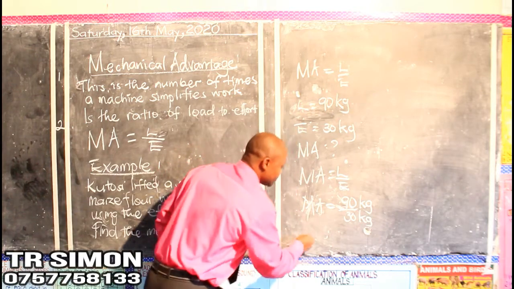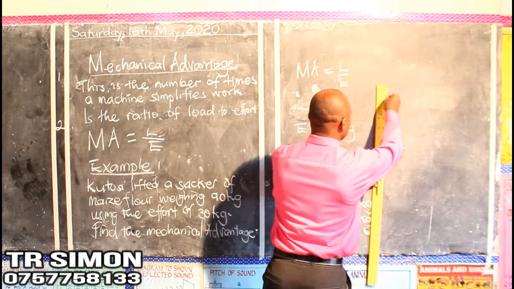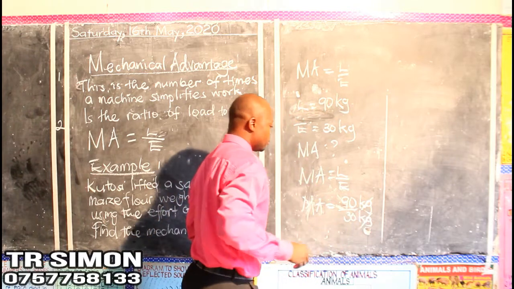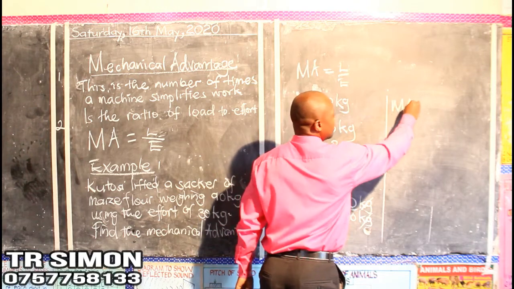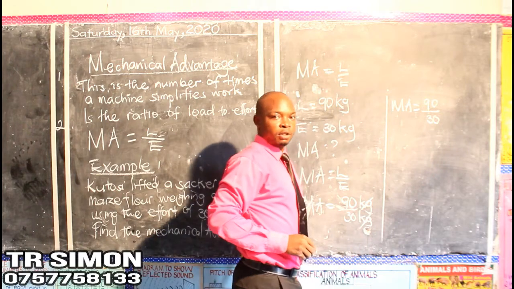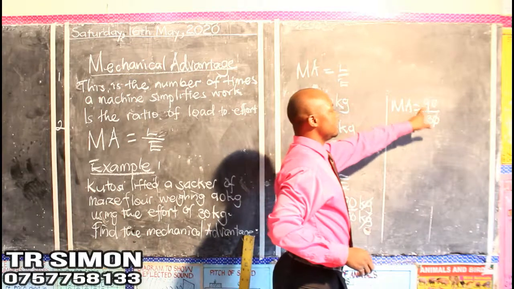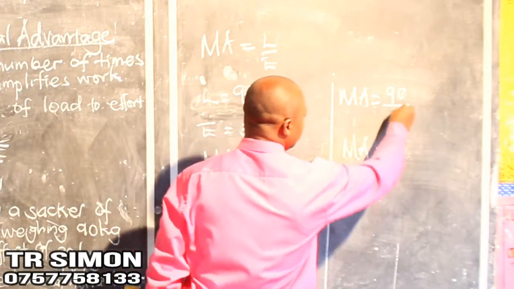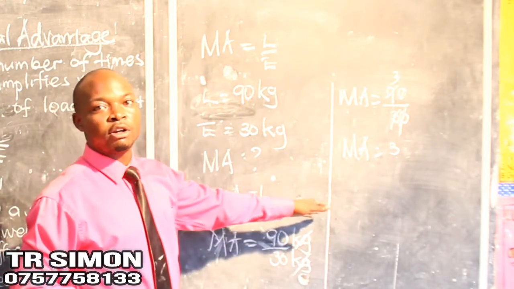Therefore, kilograms and kilograms will disappear, and we remain with mechanical advantage is equal to 90 out of 30. Right? 0 and 0 will disappear, such that we remain with 9 divided by 3, whereby our mechanical advantage is going to be 3.